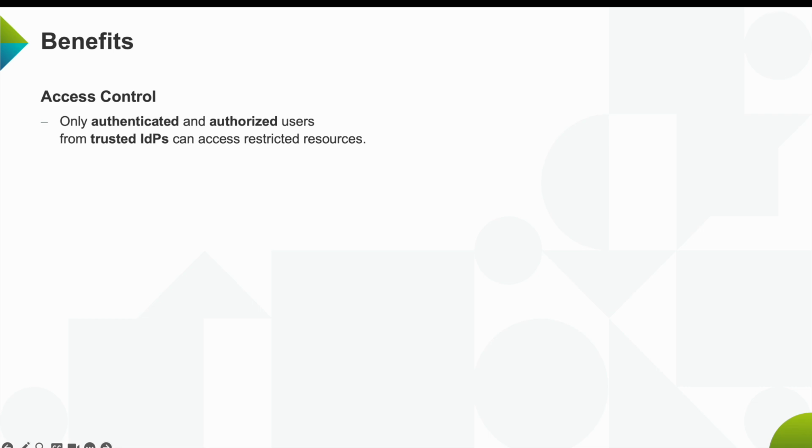Supporting the OAuth 2 standard token exchange offers numerous benefits for customers. I'd like to highlight some of them. With the architecture presented in the previous slide, access to restricted resources is only possible for authenticated and authorized users, and only from trusted identity providers.